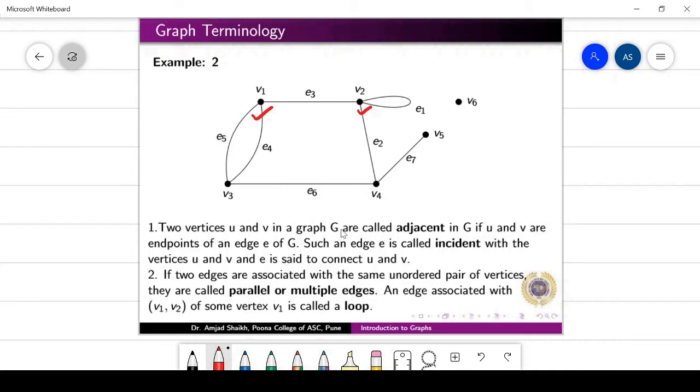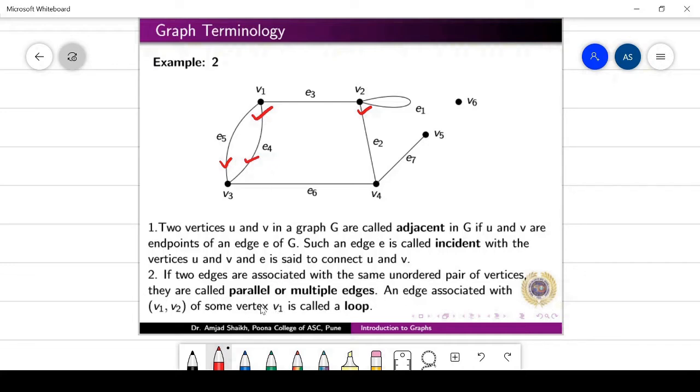And such an edge e is incident at these vertices u and v, or sometimes we say an edge is associated with or connected with vertices v1 and v2. Two edges associated with the same unordered pair of vertices are called parallel or multiple edges. So in this graph we see that between v1 and v3 there are two edges, E4 and E5. These types of edges are known as parallel or multiple edges.